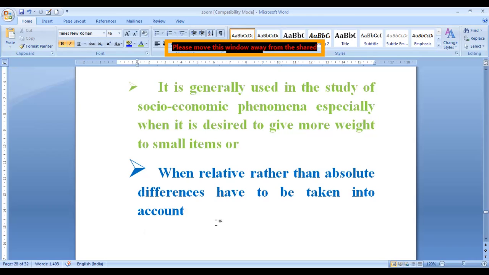And also when relative rather than absolute differences have to be taken into account. Earlier we discussed the harmonic mean, where we worked with ratios, which are relative values. So when relative values rather than absolute differences have to be taken into account, when you compare the absolute difference and the relative difference, in that case also we can use the geometric mean.